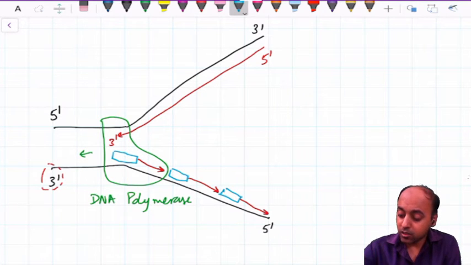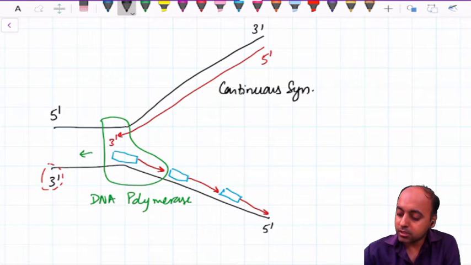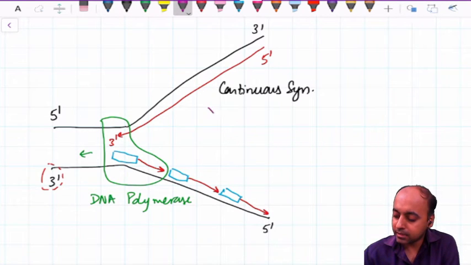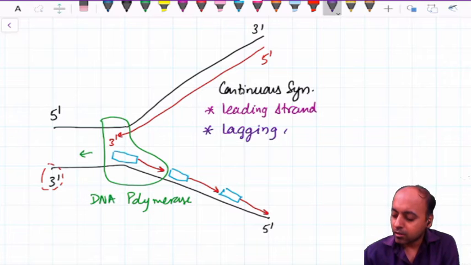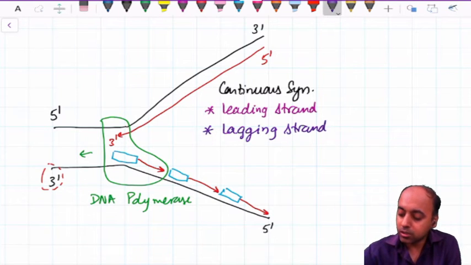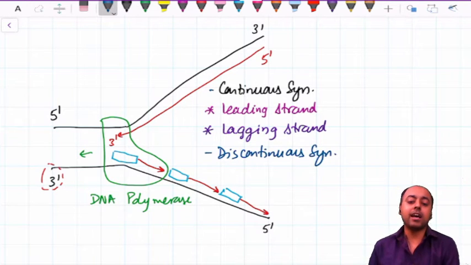So what we find is that on the two opposite strands, the replication occurs differentially. On one of the strands, we find the continuous synthesis, and we call this strand the leading strand. The second strand is known as the lagging strand. Why? Because it shows the discontinuous synthesis, and therefore it is known as the lagging strand.